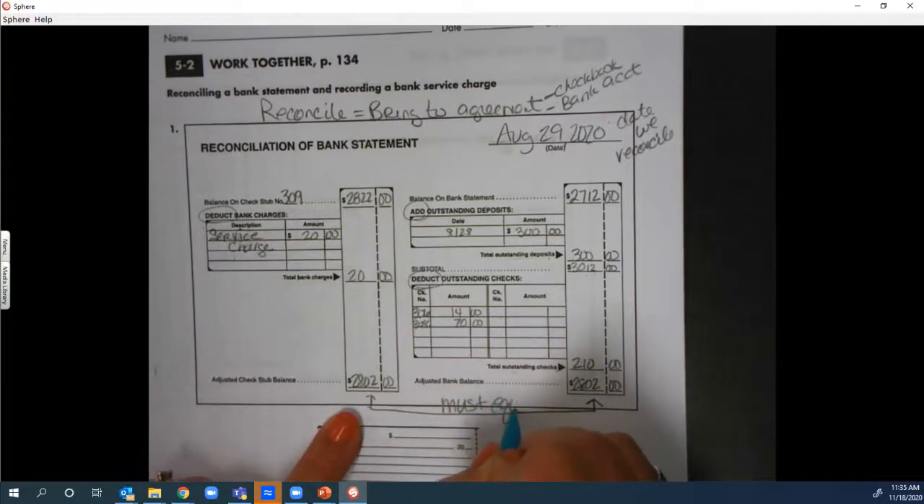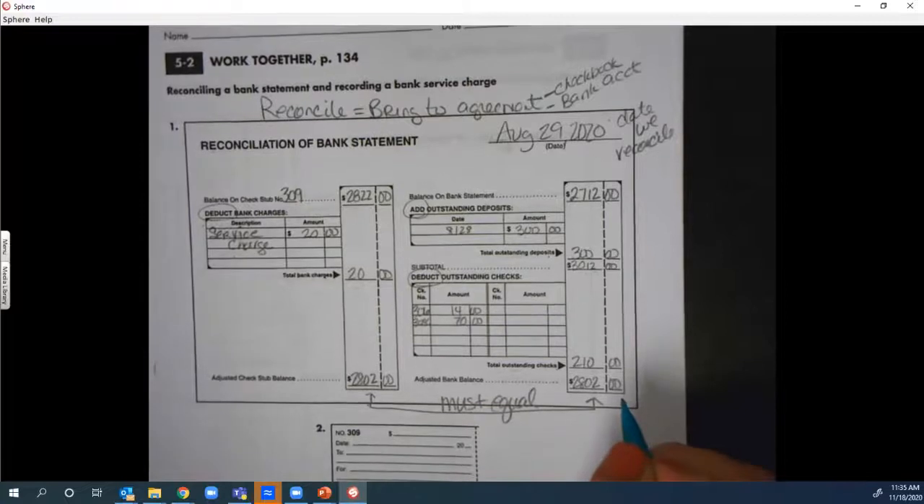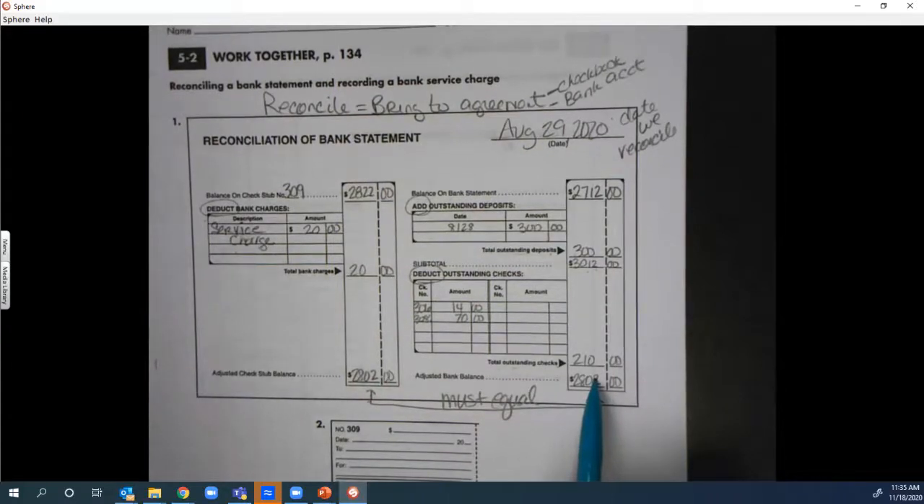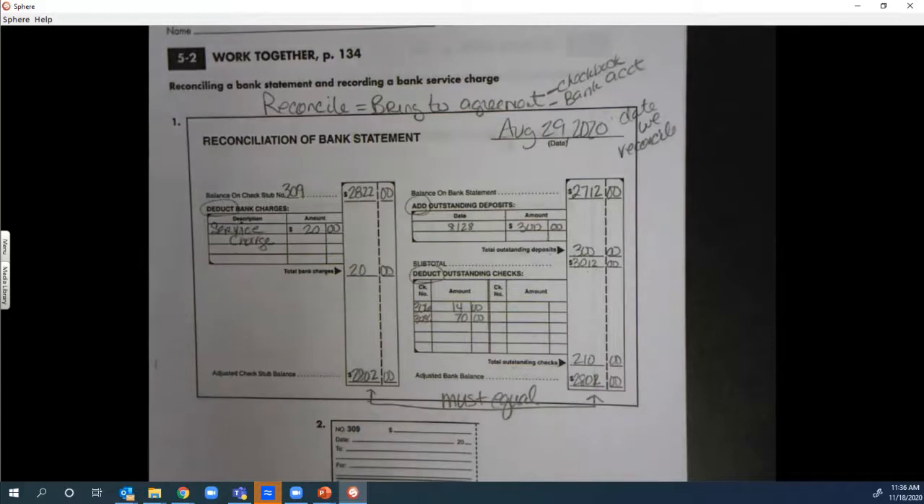Must equal. Say that again. What if the check, say like 307 was not there, where it's lower than 2802? Yeah. I mean, if these 2 numbers don't equal, that means something's wrong. Either I wrote down, like in my checkbook, a number wrong, or I forgot to write down a check in my checkbook. And so then you just have to go back and you have to research. You have to look and see what the bank has and what your checkbook has, and figure out where the difference is. So you have to go hunt and research, okay?